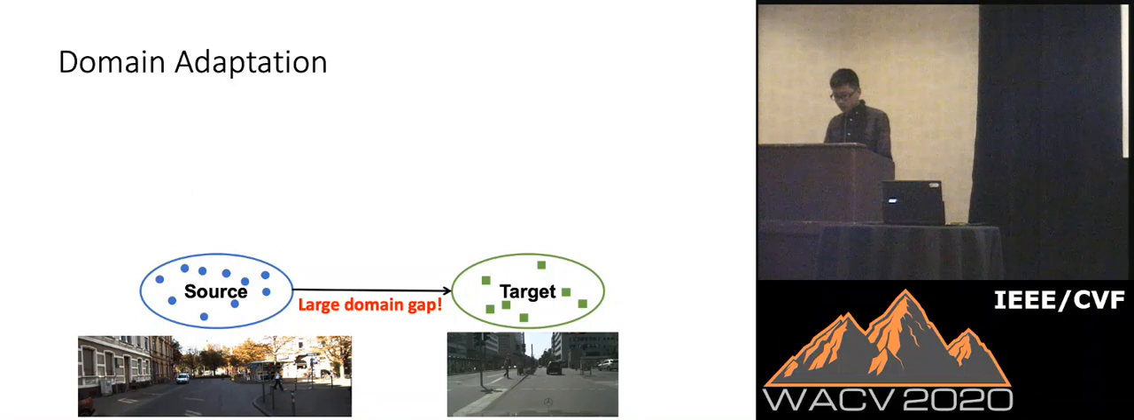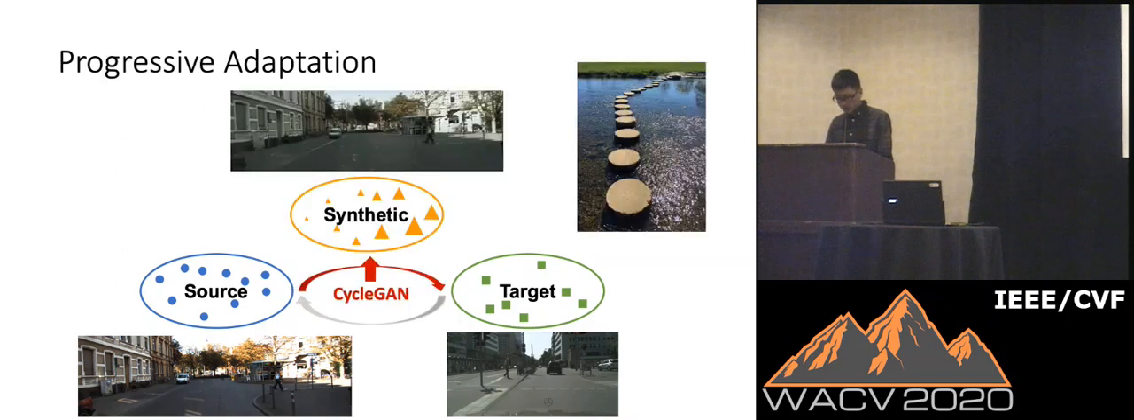To get around this without annotations, there are domain adaptation methods that try to align the two different domains, but these domains are often very different and thus there exists a large domain gap that is hard to align. In our work, we present a progressive adaptation method to cross this big gap with a stepping stone in between. By utilizing CycleGAN, we map the source domain images to the target domain, producing a synthetic domain sitting in between the two domains.